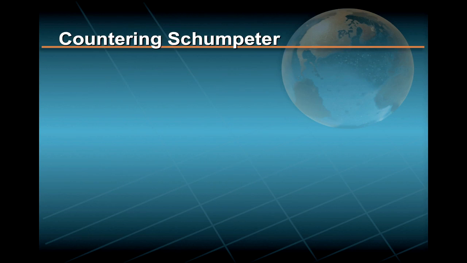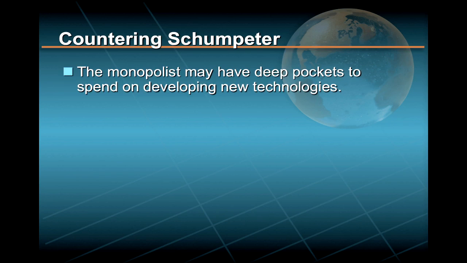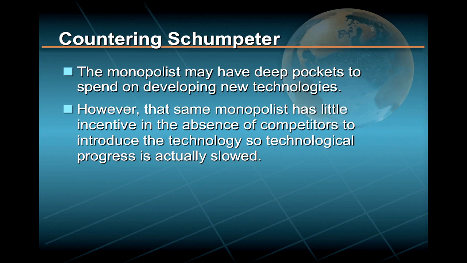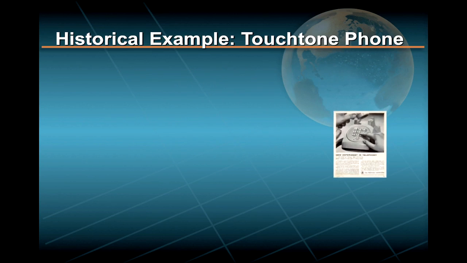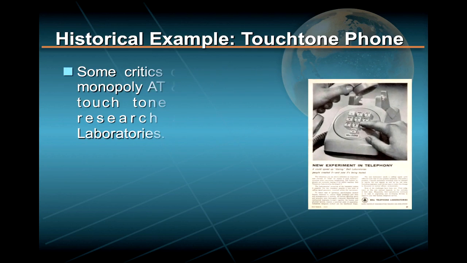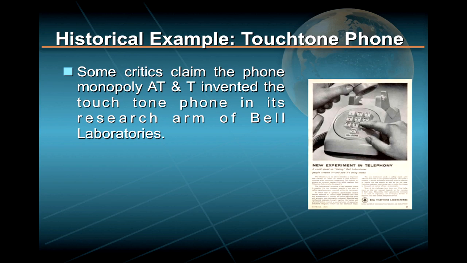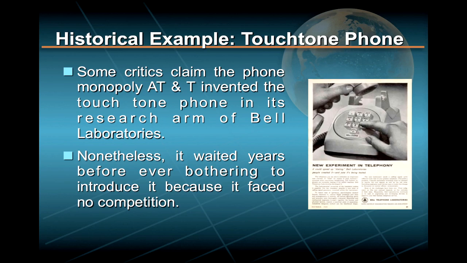Of course, the counter-argument to Schumpeter is likewise interesting. For example, while the monopolist may have deep pockets to spend on developing new technologies, that same monopolist has little incentive in the absence of competitors to introduce the technology, so technological progress is actually slowed. By the way, my favorite example of this counterargument lies in the claim by some critics that the phone monopoly AT&T did indeed invent the touch-tone phone in its research arm of Bell Laboratories. Nonetheless, it waited years before ever bothering to introduce it because it faced no competition.